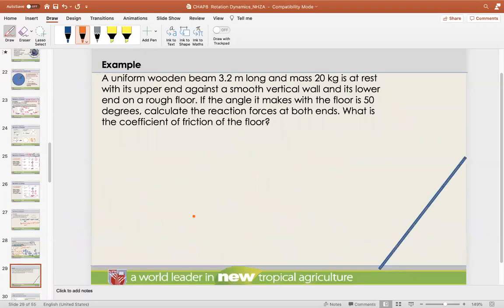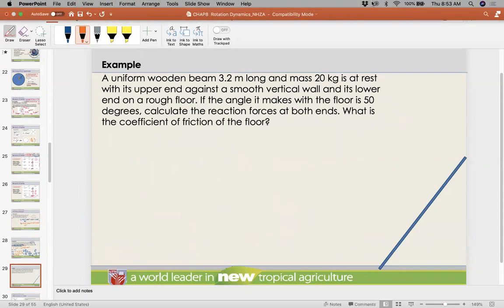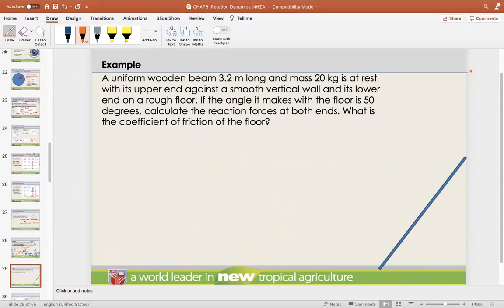Okay, next example. Do we still have time? Okay, let's go through the question first. A uniform wooden beam that is 3.2 meter long and mass of 20 kilogram. Let's do the free body diagram directly. I've parked the wooden beam at the side here. Assume this side is your wall and this is your floor. Bell, where should I place my force? From mass, where should I place my weight?